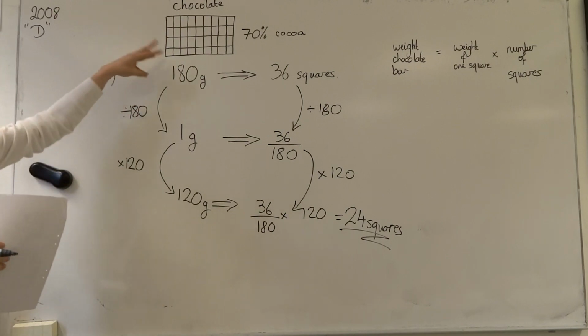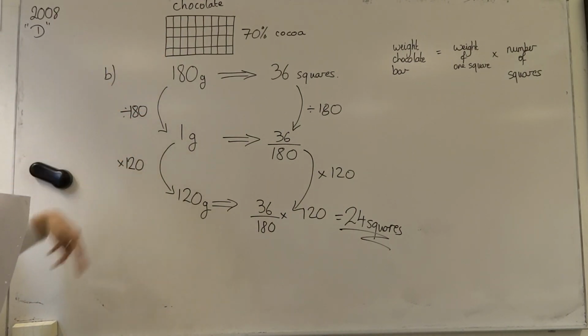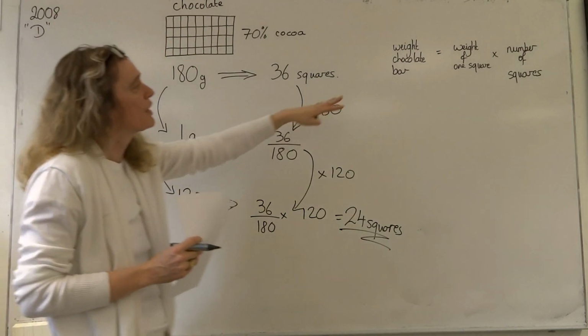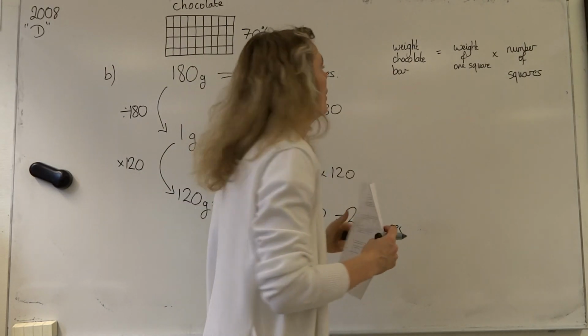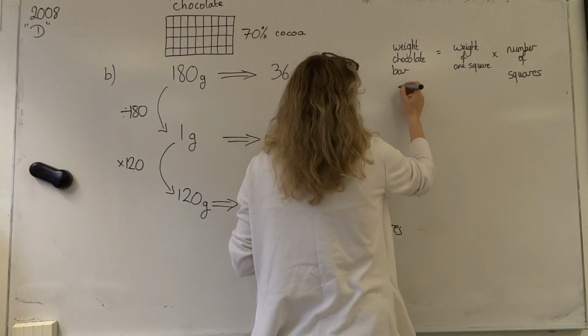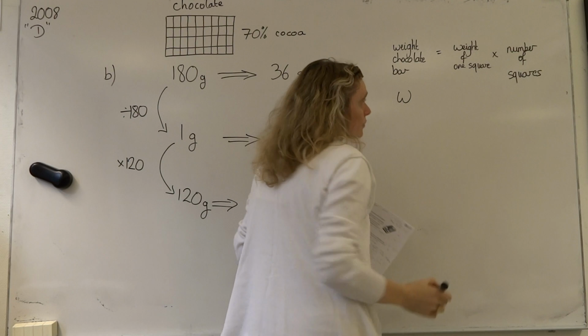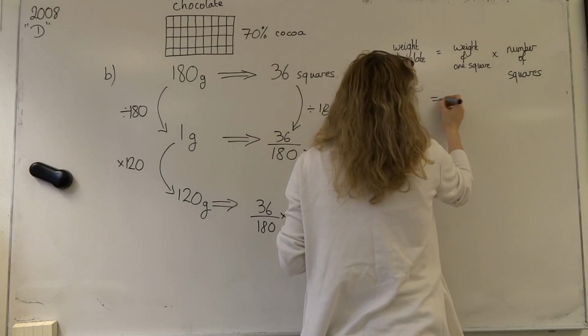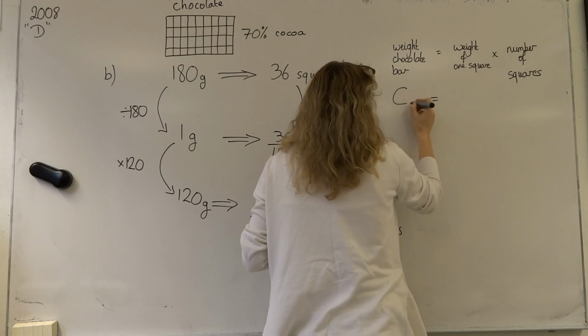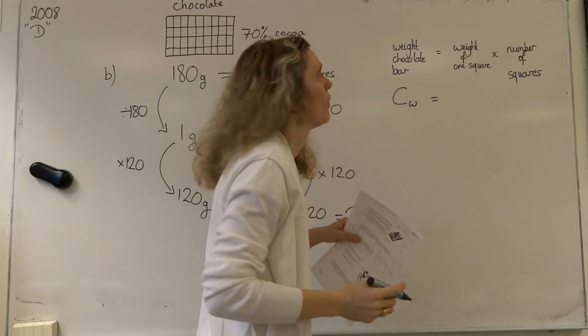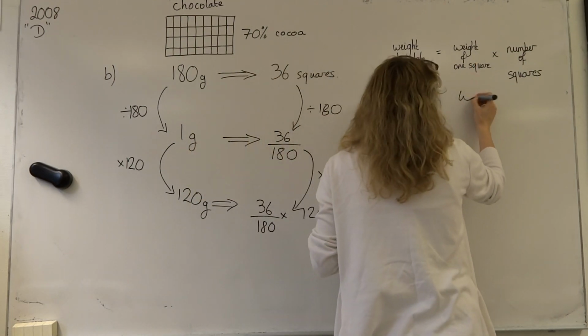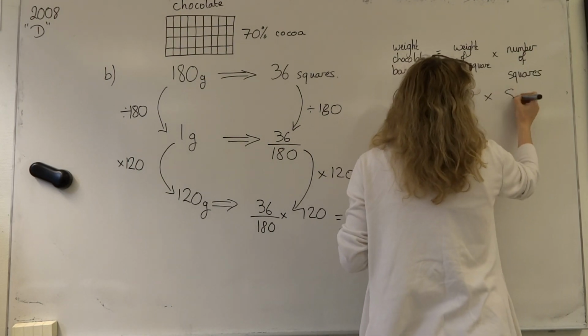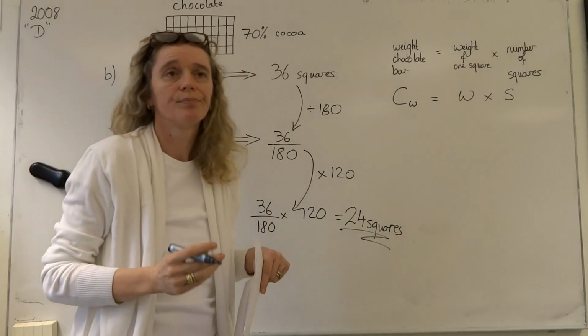That's one way of doing it, and that's the way that we often go with percentages as well. But if we'd like to think of an algebra way of doing it, the weight of the chocolate bar, let's call that C. The weight of the chocolate bar is going to be the weight of 1 square multiplied by the number of squares we have.